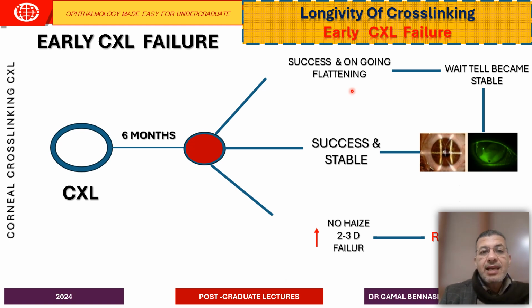Both of them are regarded as successful cross-linking, and you have to follow your patients and plan the next step to improve his visual function, in the form of another laser vision correction or the use of contact lenses or whatever procedure improves his visual function. This is the roadmap for how to proceed after successful cross-linking.